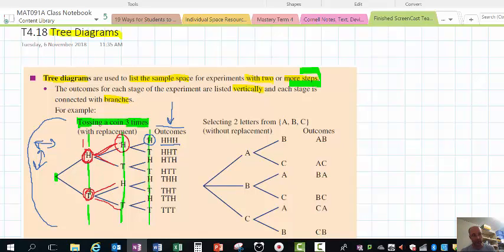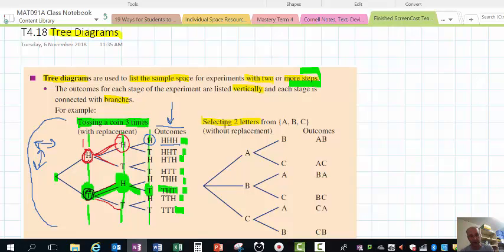I'll do one more example here. Let's say we got a tail on the first, then a head on the second, then a tail on the third. That would go along that path there. We would call that tail, head, tail. And this one we've got 1, 2, 3, 4, 5, 6, 7, 8 different outcomes, and they are all equally likely.